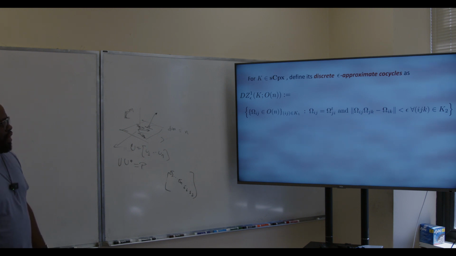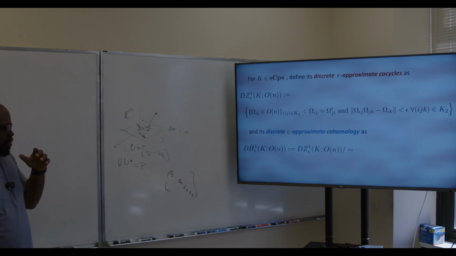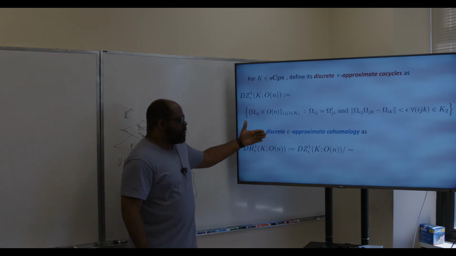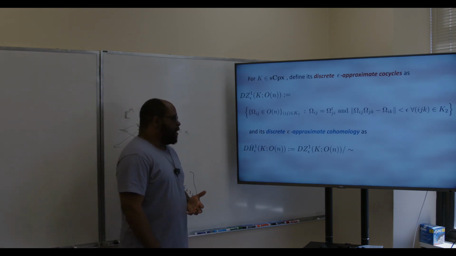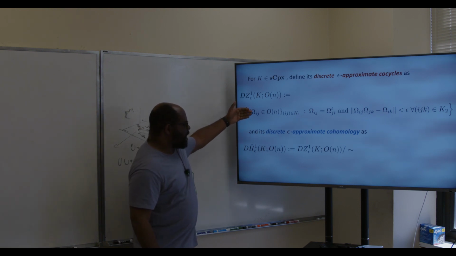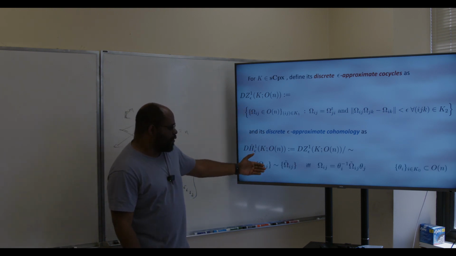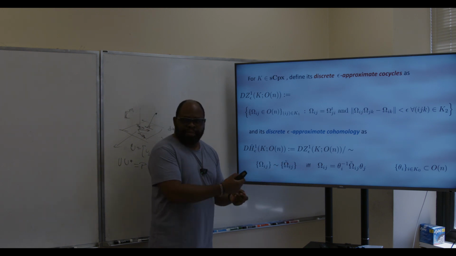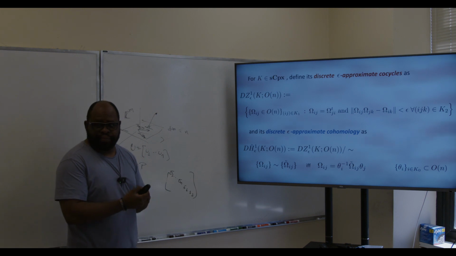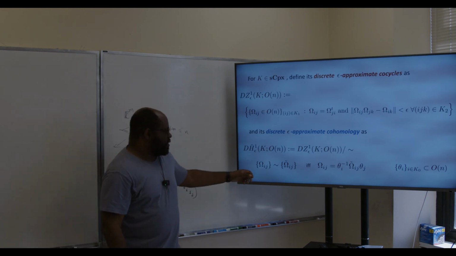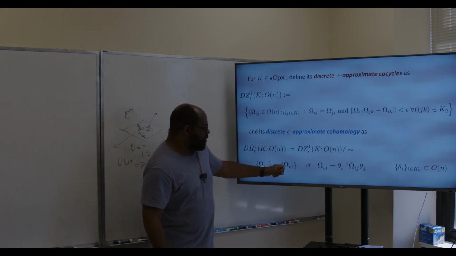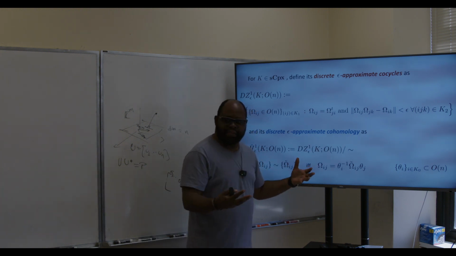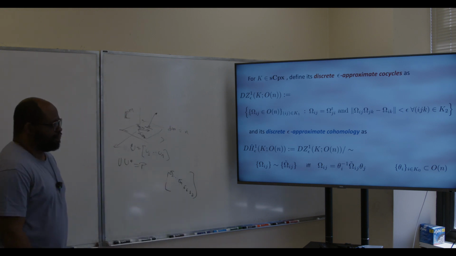You can immediately define from this a sort of epsilon approximate cohomology, where you take these approximate cocycles and put the following equivalence relation. This looks like a coboundary type of relation, right? You're saying that omega is equivalent to omega tilde if and only if they differ by a coboundary, in a sense.